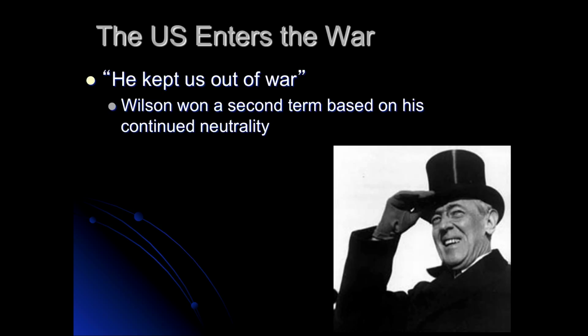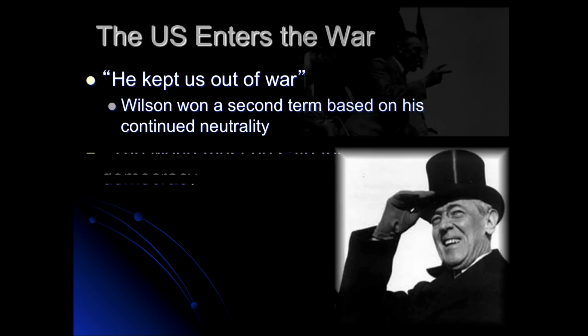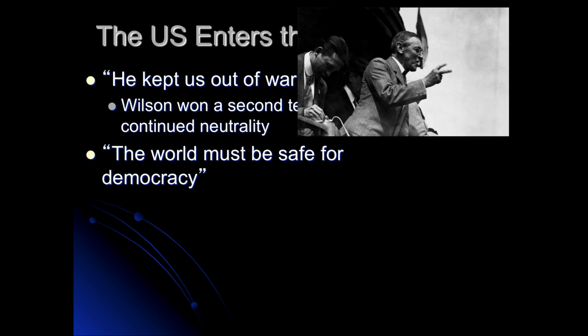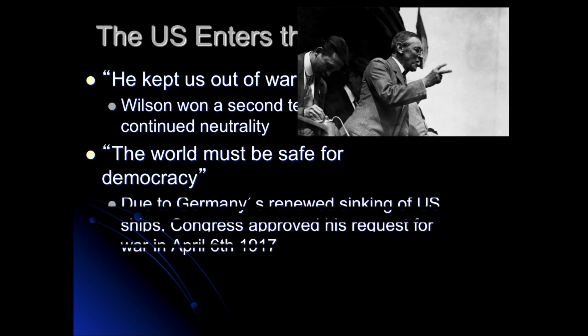The original campaign slogan by Woodrow Wilson would be, "He kept us out of war." Woodrow Wilson was very much into not getting involved in World War I. He thought that was Europe's fight. So he continues this neutrality into his second term with this campaign slogan, "He kept us out of war," during his first term. However, the tune is going to change a few months into his second term, and he starts saying the world must be safe for democracy. So again, that issue of democracy being preserved.